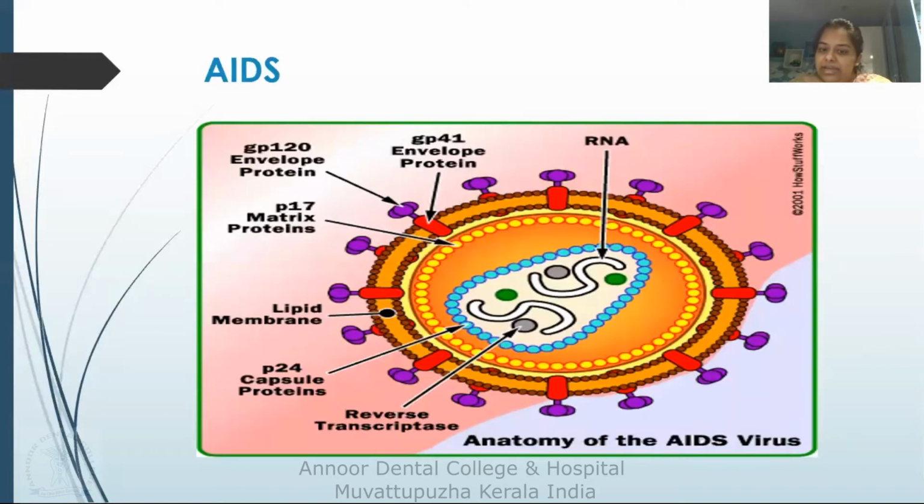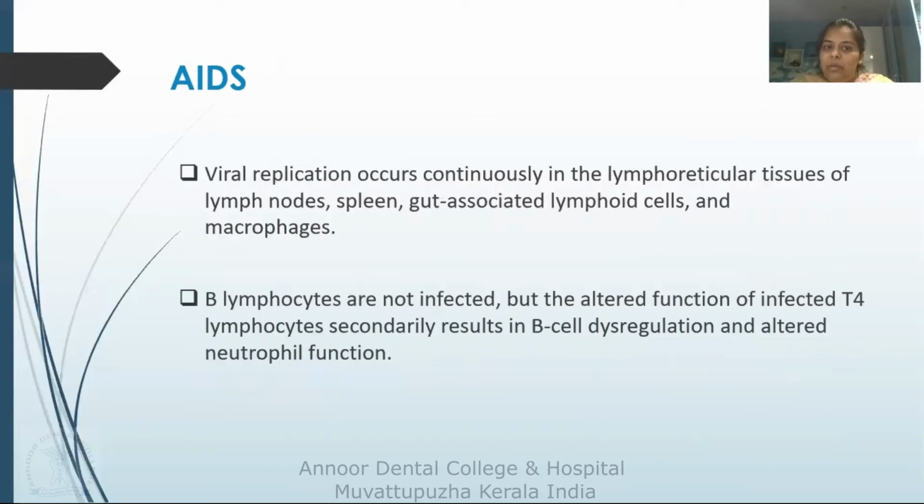Now, this is just the anatomy of the AIDS virus. I've just put it in so that you can get a small picture of how it looks. Now, where does viral replication occur? The viral replication occurs continuously in the lymphoreticular tissues of the lymph nodes, the spleen, gut-associated lymphoid cells, and macrophages. And here, like I already mentioned, the cells are the CD4 cells and the T lymphocytes.